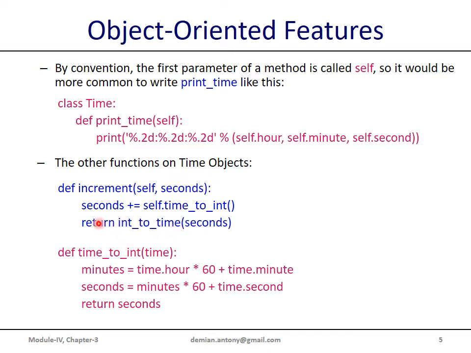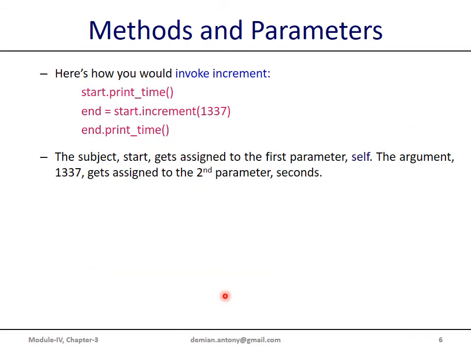And also we can represent time to integer and integer to time again in this pattern. We have time to integer with self, the object time, and so on. This is how we can access the functions. We can print the object time using start.print_time, and for end time we can increment, start.increment with some seconds, and we can even print the time using end.print_time.